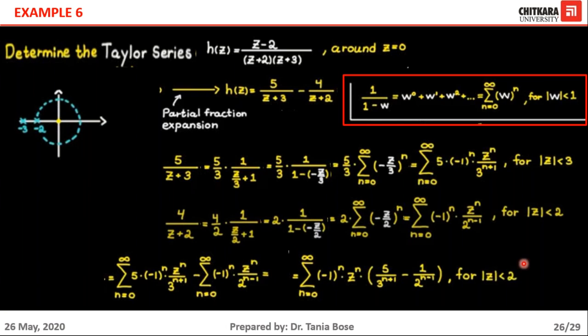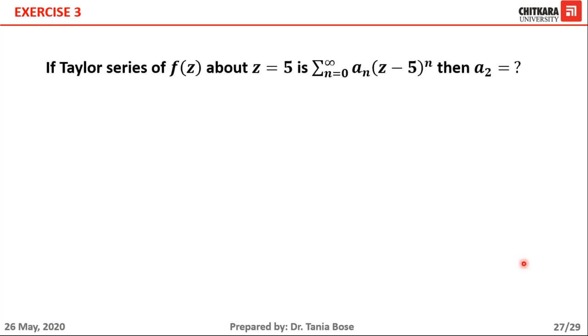Okay. Now we have two exercises. You can just note it down. If the Taylor series of f of z about z equal to 5 is this, then what is a2? And these are the options given to you. So you have to choose the correct option. You can note it down. We will discuss the answers tomorrow.